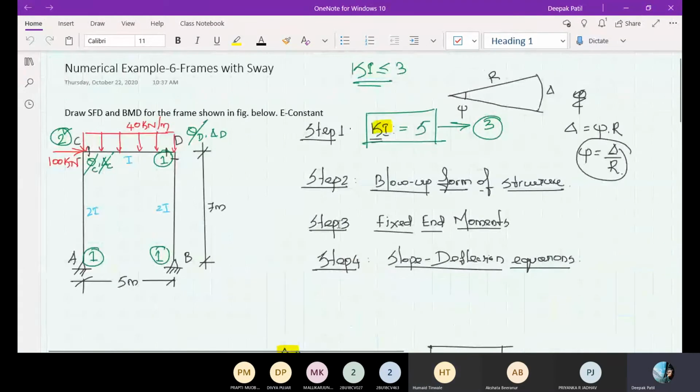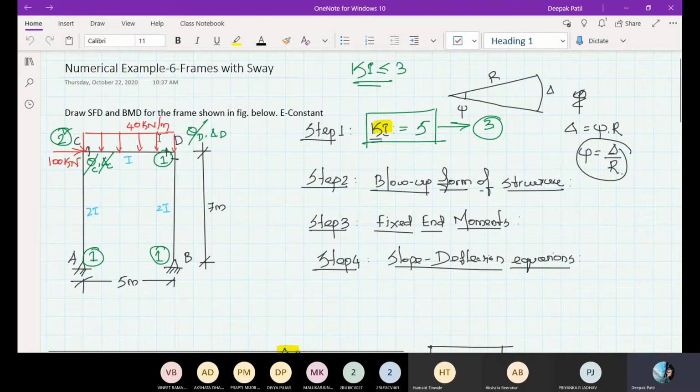In the last class, we started with the numerical examples on frames with sway. I told briefly about the sway frame and the non-sway frames, and how to recognize whether the frame will sway or not. I started with a numerical example where the frame, even if it is geometrically symmetrical, is unsymmetrical from the loading point of view, so the frame will sway. How is it unsymmetrical from the loading point of view?